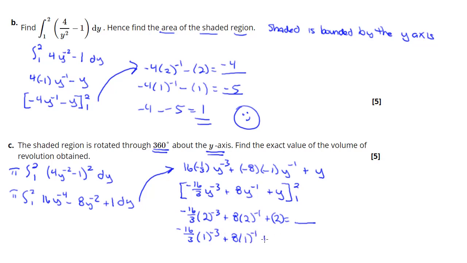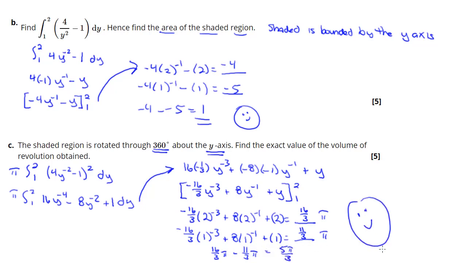And in this case, it's going to give me 16/3 when I substitute in a 2, and it's going to give me an 11/3 when I substitute in a 1. And so when I do 16/3 minus 11/3, it's going to give me 5/3, or 5/3 pi. And then that's my answer for that.